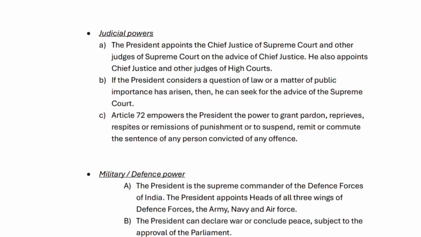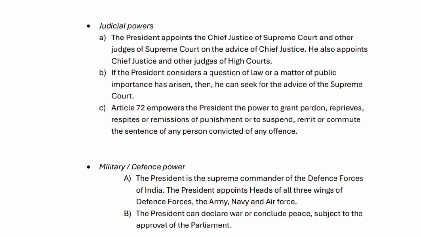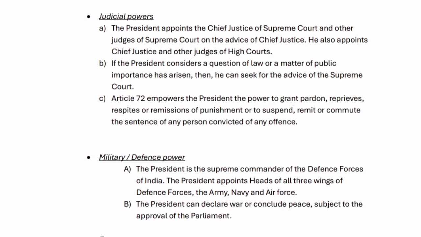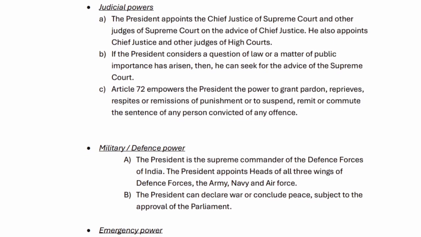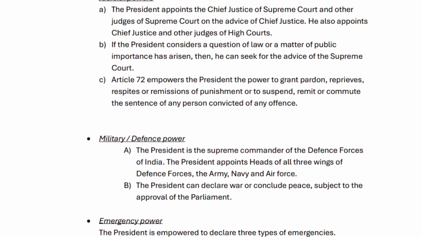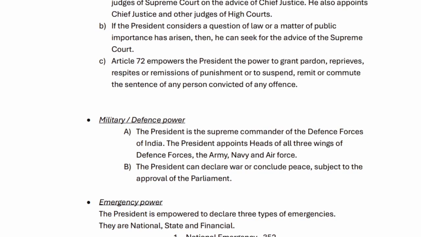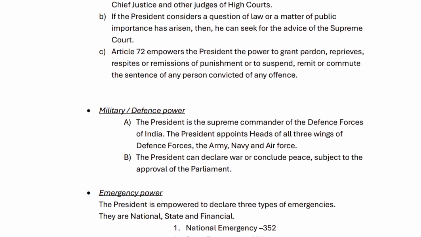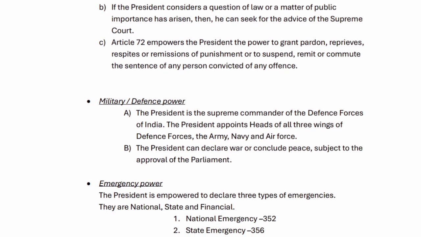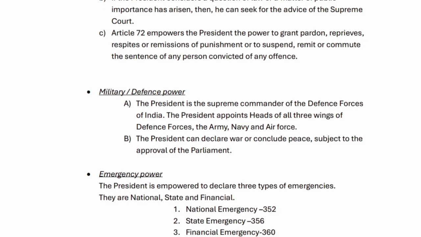Judicial powers. A. The President appoints the Chief Justice of Supreme Court and other judges of Supreme Court on the advice of Chief Justice. He also appoints Chief Justice and other judges of High Courts. B. If the President considers a question of law or a matter of public importance has arisen, then he can seek for the advice of the Supreme Court. C. Article 72 empowers the President the power to grant pardon, reprieves, respites or remissions of punishment or to suspend, remit or commute the sentence of any person convicted of any offence.